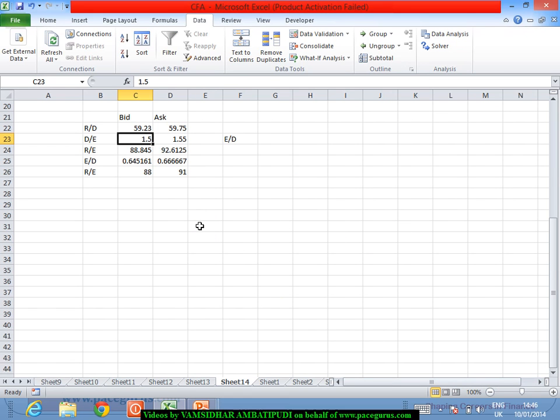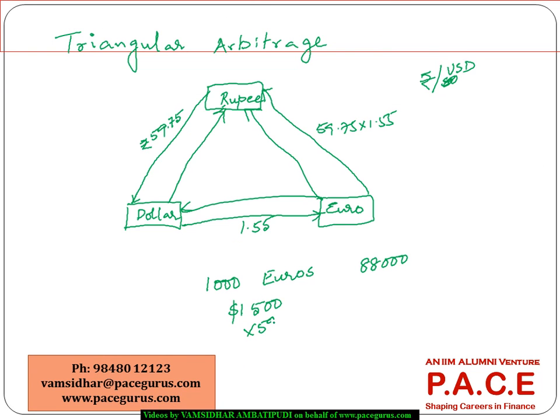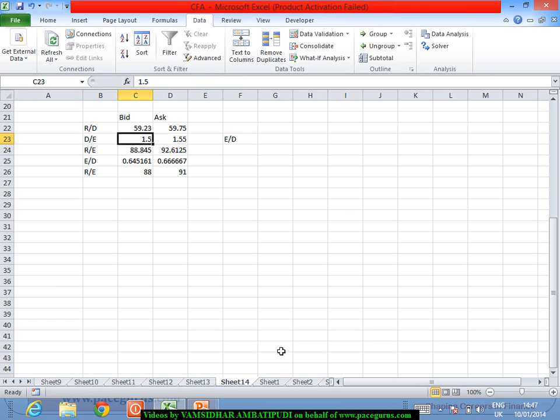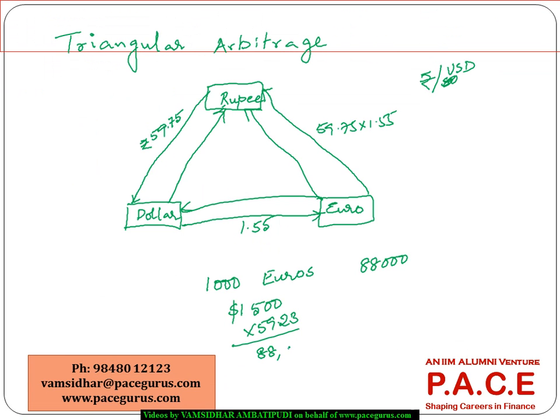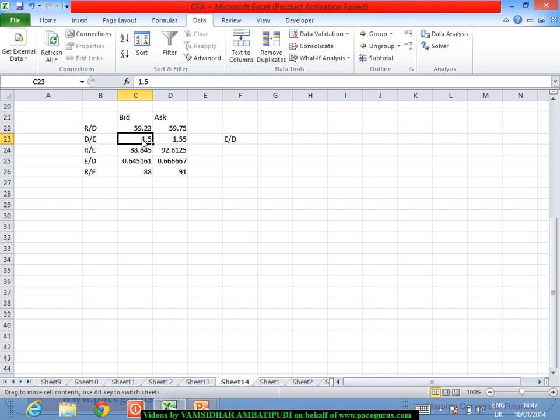Then I will sell the dollars in exchange for rupees. So he would be buying dollars in exchange for rupees at 59.23. So into 59.23, if I am doing that, I am actually getting 88,845 in the process. So I am able to get another 845 extra if I am doing this kind of cross arbitrage transaction rather than directly selling it at 88 itself. So that way I can make some kind of arbitrage profit in these kinds of transactions.